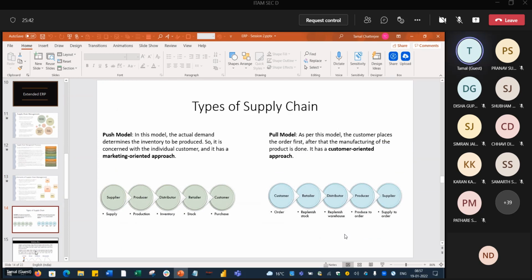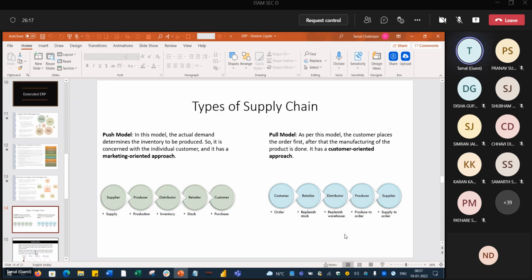So in the push model, actually, we are pushing the sales. The supplier is pushing: producer, then distributor, then retailer, then the customer. Normally, the supplier is saying to the company that you produce 50 shirts for me. Then the producer is producing and putting it to the distributors. Then it is going to the retailer, and then the customer. Okay, so the customer is the end for the push model.